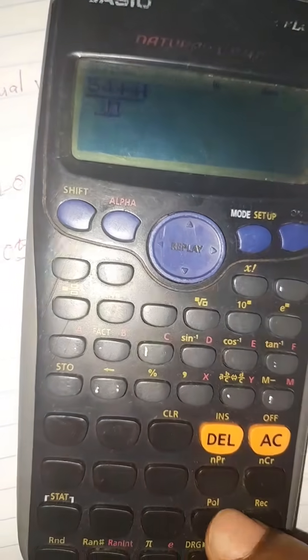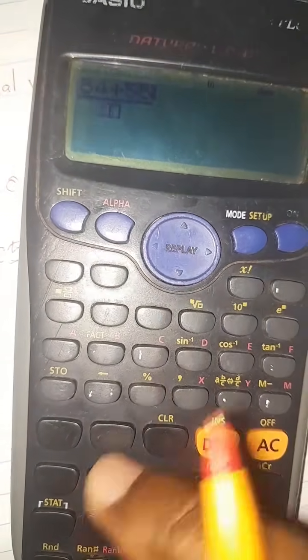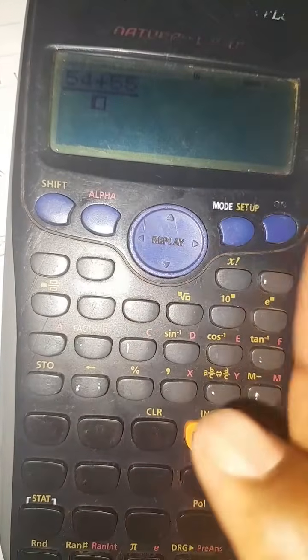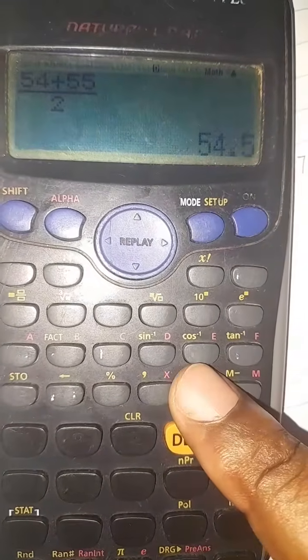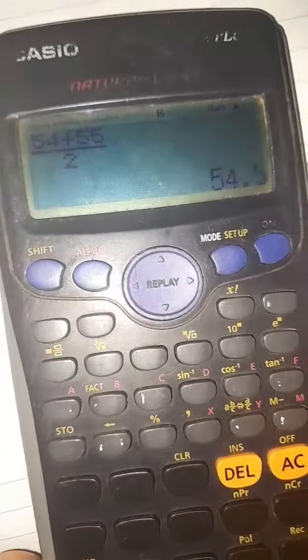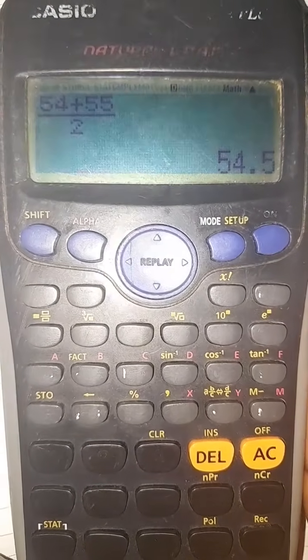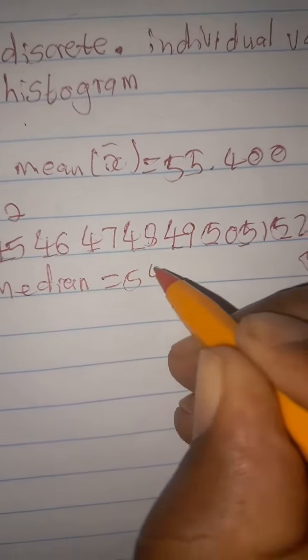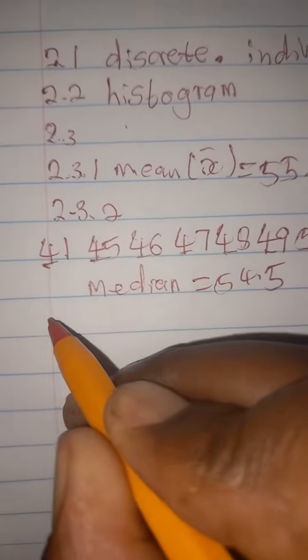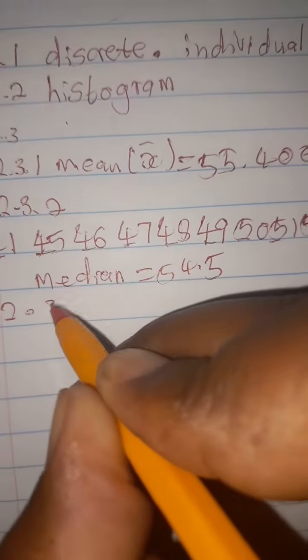So let's just go 54 plus 55. Okay, the median. They didn't say anything in terms of rounding, so we leave it the way it is. So it's going to be 54,5. That will be our median. In this case, the median will be 54,5. Let's go to 2.3.3.